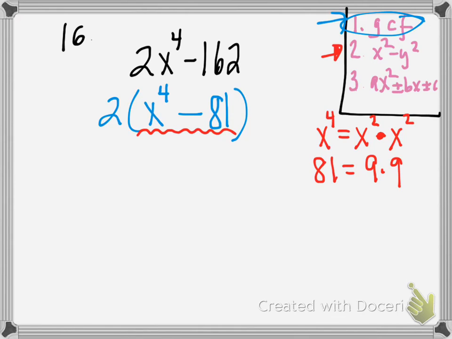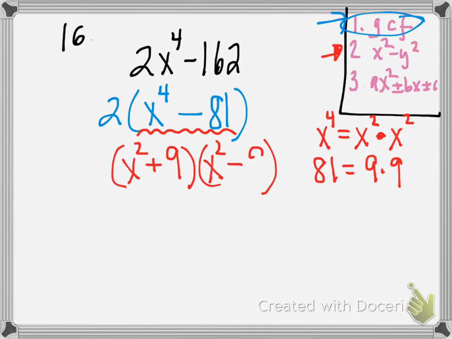So from here we have to open up double parentheses, alternate the signs. X to the 4th, since it's in the first spot, that goes in the first spots of each parenthesis, so it's x squared times x squared. And then what times itself is 81? 9 and 9. And the 2 that we had out in front just goes in the very front of the double parentheses.